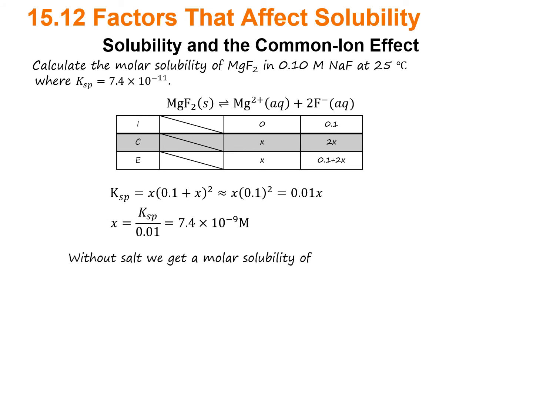Now, without the salt, we get a molar solubility of 2.6 times 10 to the minus 4 molar. So it's quite a bit more soluble if we don't have that common ion present. But with that common ion present, it really wants to precipitate, and it really suppresses any dissociation that might have occurred.